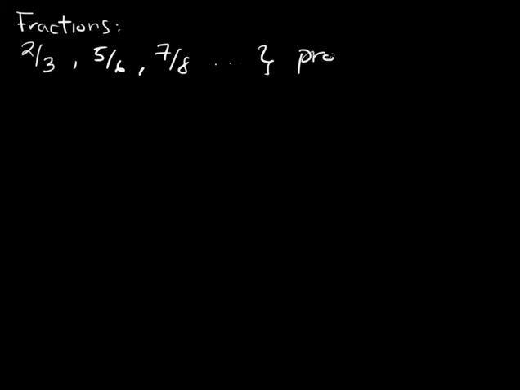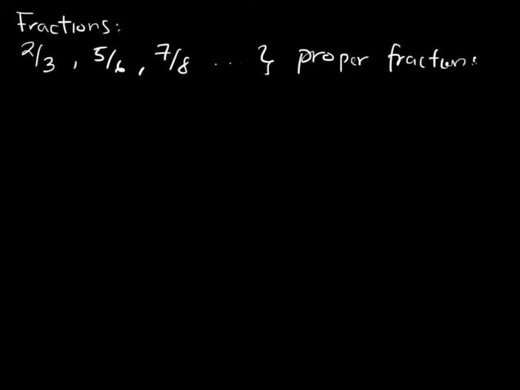Well, a good place to start is fractions themselves. Fractions are really part of a whole number, okay? They're really part of a whole number. So examples of fractions are like 2 over 3, 5 over 6, 7 over 8, and so on. All right, these are called proper fractions, okay?